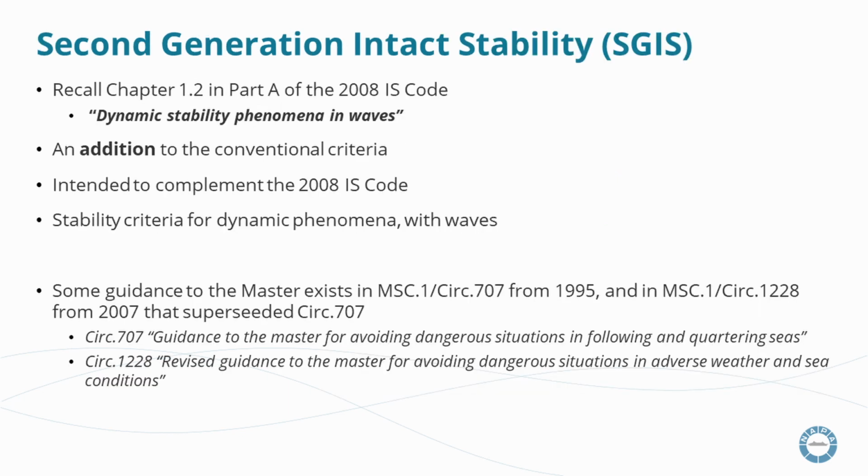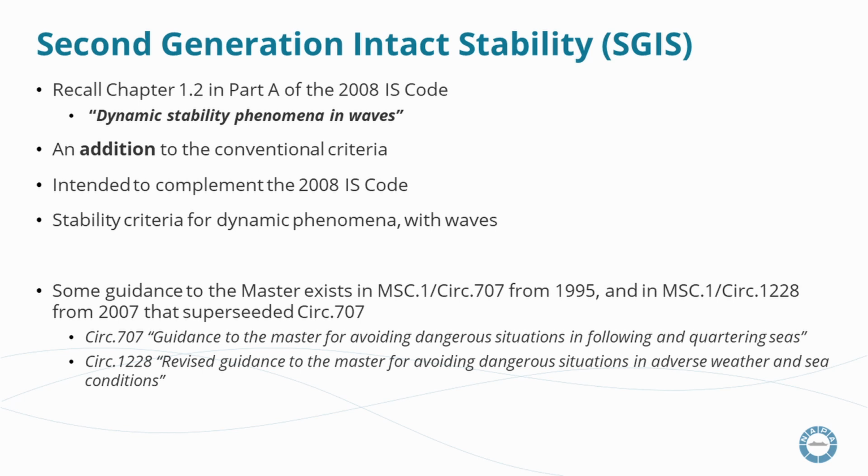What about the second generation intact stability then? Let's recall Chapter 1.2 in Part A of the current IS Code, where dynamic stability phenomena in waves is mentioned. This is actually what the second generation intact stability is all about. Therefore, the second generation criteria are not here to replace the previous generation ones, but to complement the IS Code and be used as an addition to the already existing criteria.